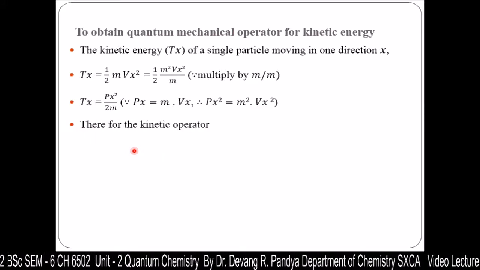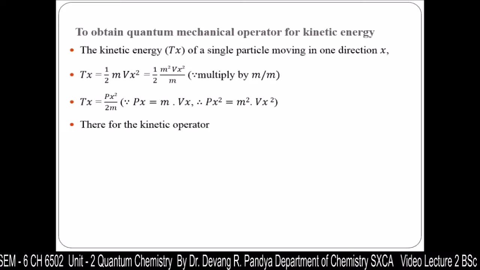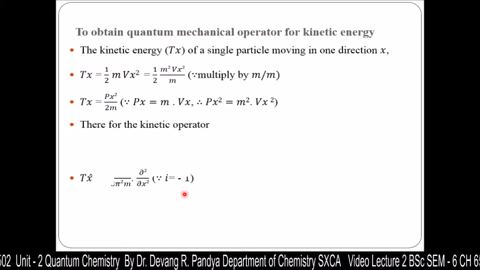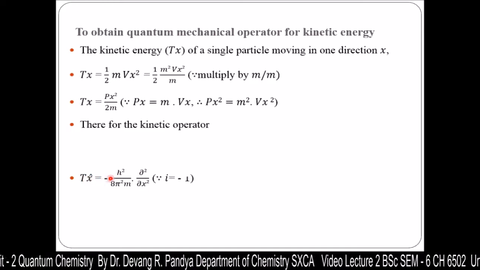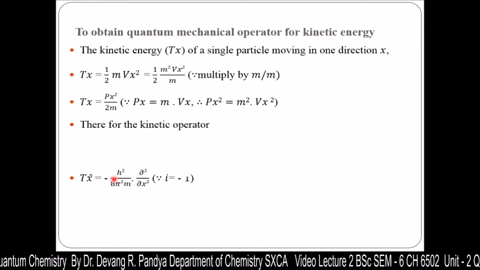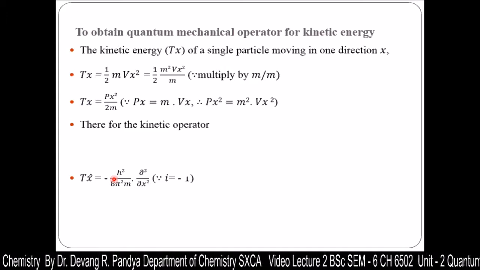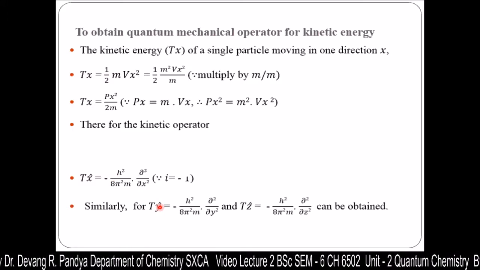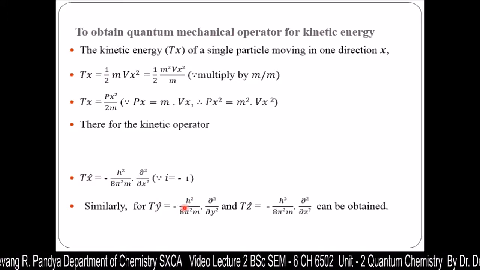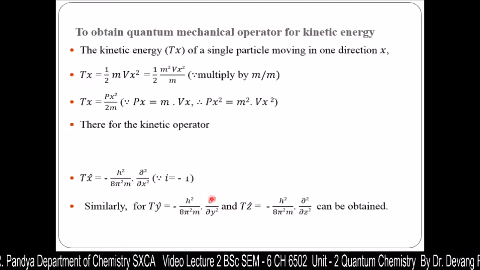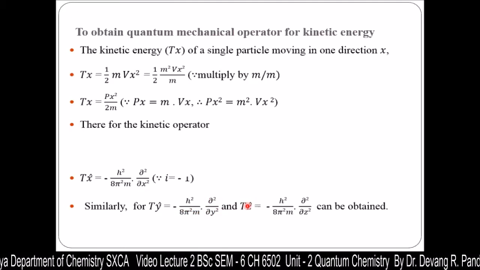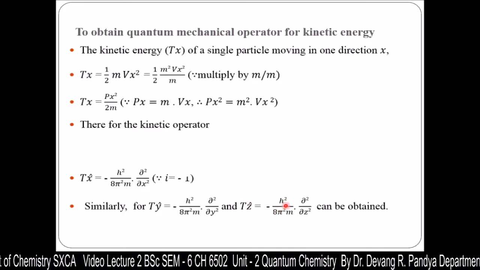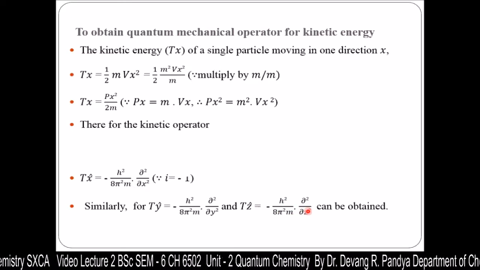Therefore, for the kinetic energy operator, Tx is equal to minus h square upon 8 pi square m d square by dx square. Similarly, for Ty, it is minus h square upon 8 pi square m d square by dy square. And for Tz, that means kinetic energy in the z component, it is represented by minus h square upon 8 pi square m d square by dz square.